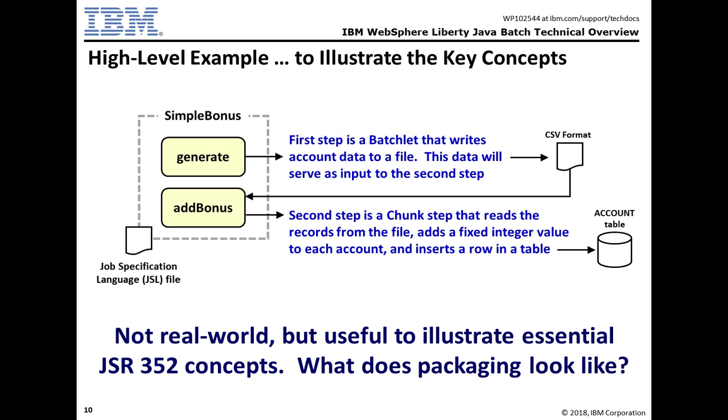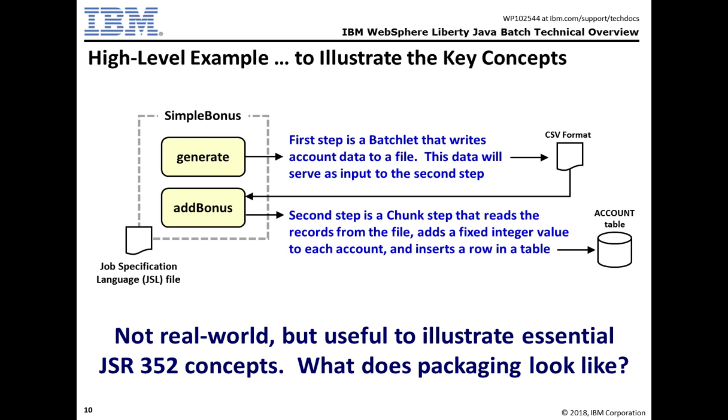We're going to consider a really simple two-step job. Our job's called simple bonus. And actually, I think it's longer than that. But anyway, the first step is our generate step. And what it's going to do is be a little batchlet that's going to generate a comma-separated value, or CSV, file. So it's just going to start and write us a file. The second step is going to be a chunk step called add bonus. And it's going to read the CSV file that was generated by the first step.